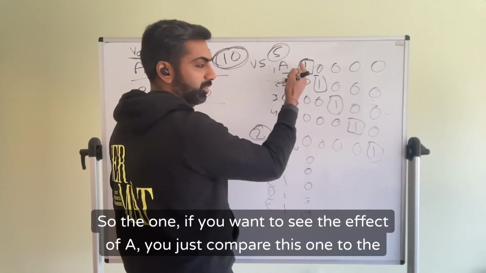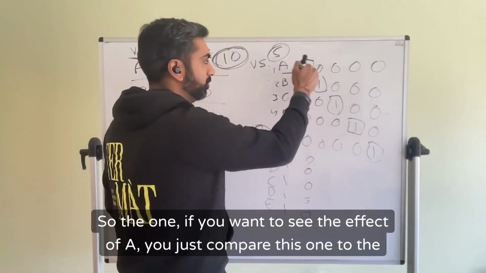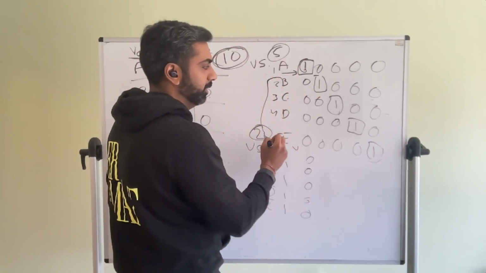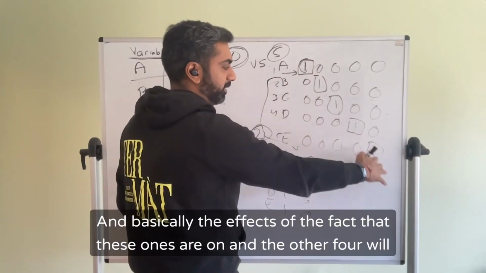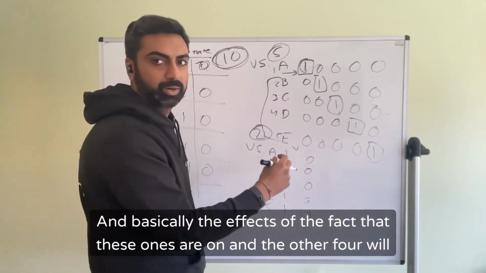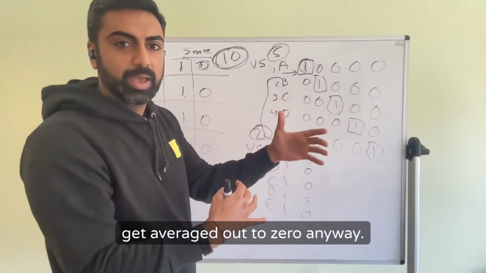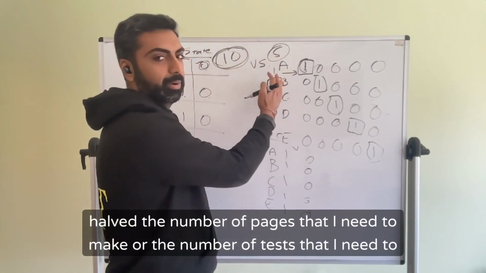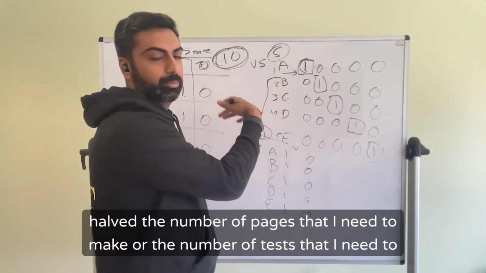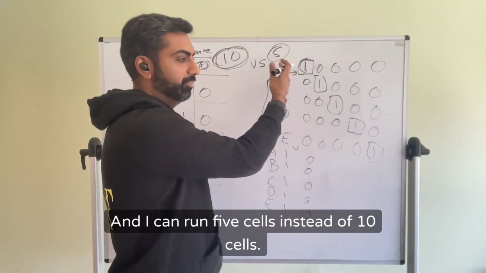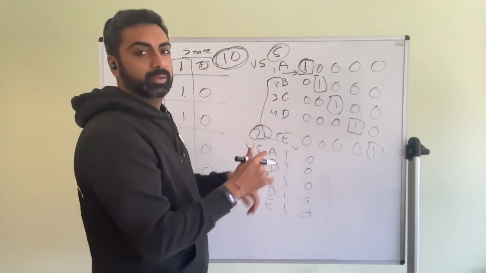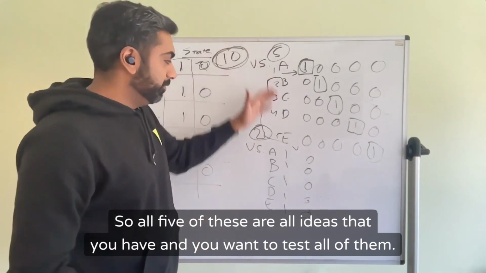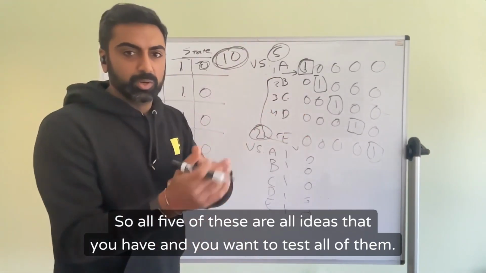And then you compare, like, let's just say this one. If you want to see the effect of A, you just compare this one to the average of these 4. And basically the effects of the fact that these ones are on in the other 4 will get averaged out to 0 anyway, right? So in this case, I've just halved the number of pages that I need to make, or the number of tests that I need to run, and I can run 5 cells instead of 10 cells. And now the version that I prefer doesn't matter at all. So all 5 of these are all ideas that you have, and you want to test all of them.